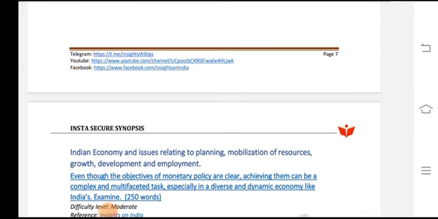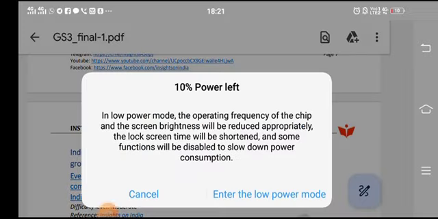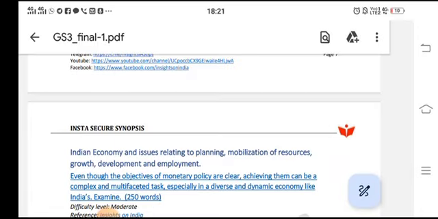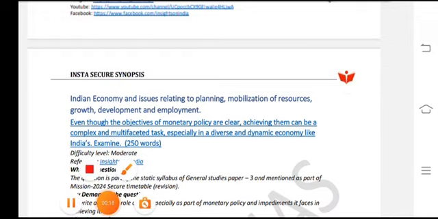Hello everyone, we have to discuss GS Paper 3 Mains answer writing preparation. Let's look at question number 1.